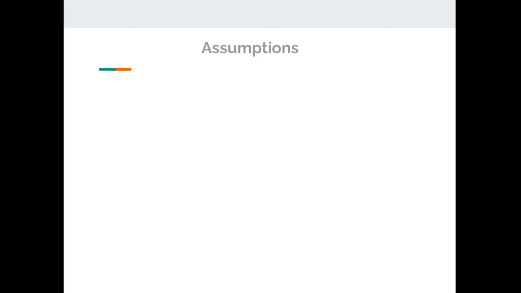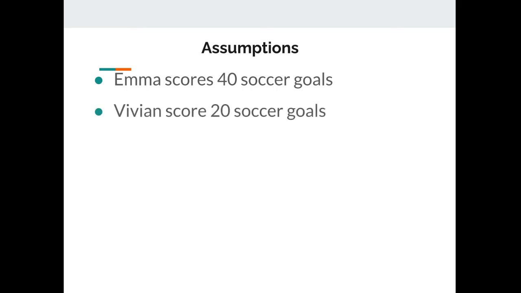All right, so I want to look at some assumptions here. Emma scores 40 soccer goals. Vivian scores 20 soccer goals. And then Val scores 8 soccer goals.